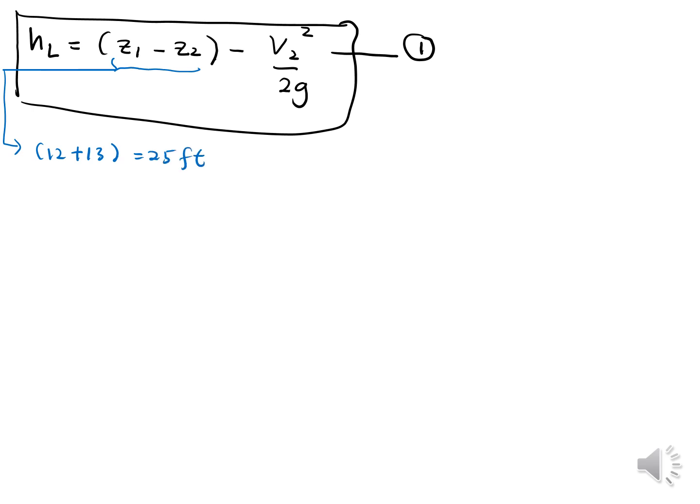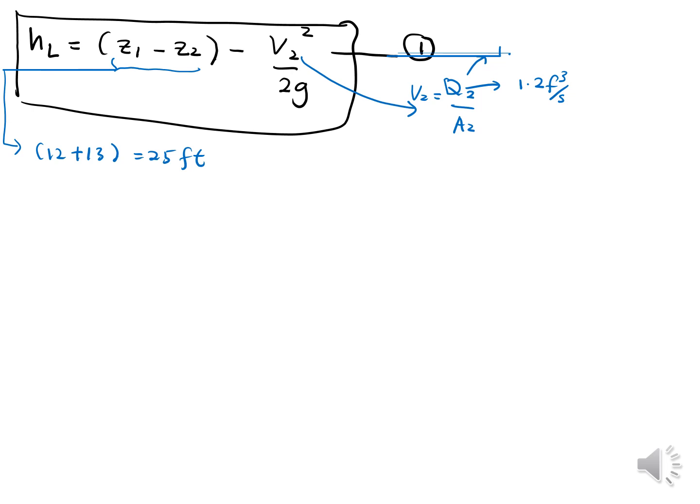And for this term, we need to get the V2. Remember that we don't have the V2, but we can calculate the V2 value, since we already knew about the Q2. So V2 is actually equal to Q2 divided by A2. From the question, it's given that this Q2 is actually 1.2 feet cube per second.